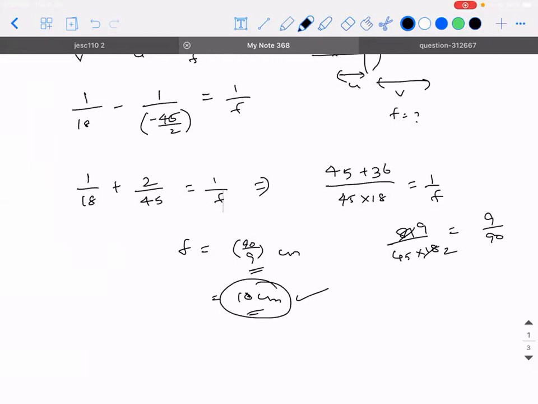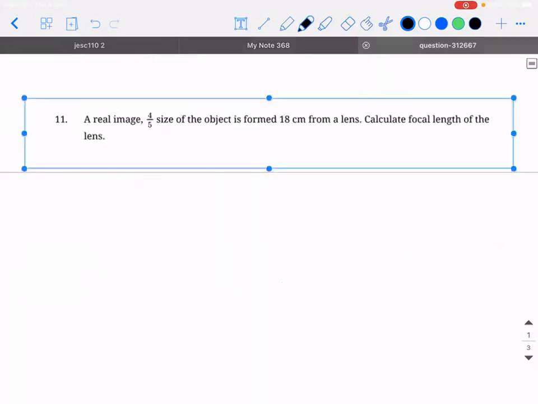And is it going to be positive or negative? Since it's a convex lens, it is going to be positive only.